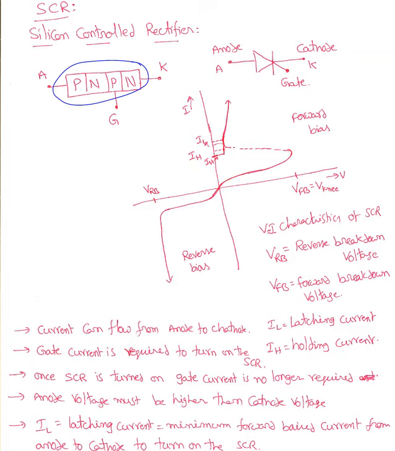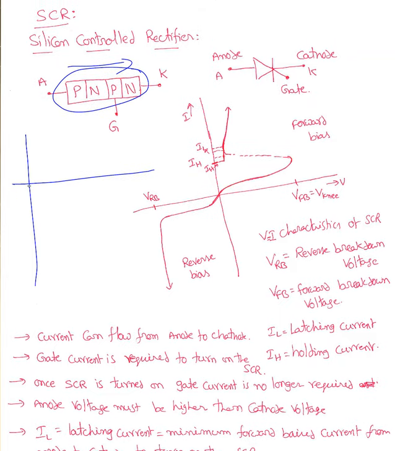Here it controls the current flowing. Current is going to flow through anode to cathode only in one direction. Current always flows from anode to cathode. It cannot flow from cathode to anode. Another important thing is, without triggering the gate voltage or gate current, it cannot conduct current.